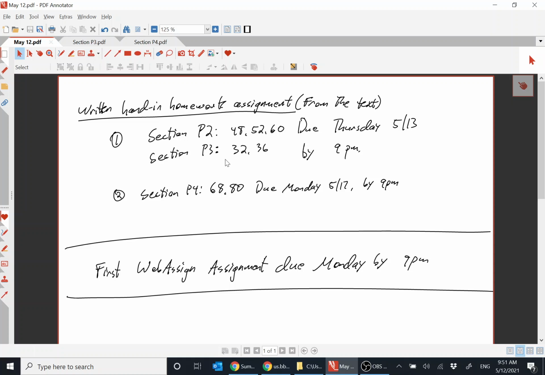The first assignment is due tomorrow, Thursday, by 9 p.m., sections P2 and P3, and then P4 on Monday. Actually, let's make that one due on Tuesday, 5/18. And the first web assignment will also be due Tuesday.